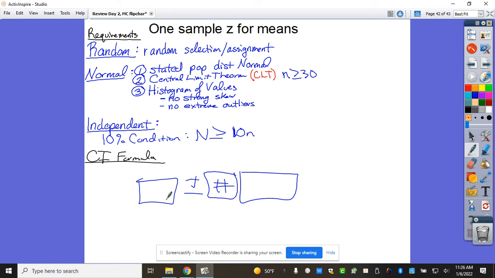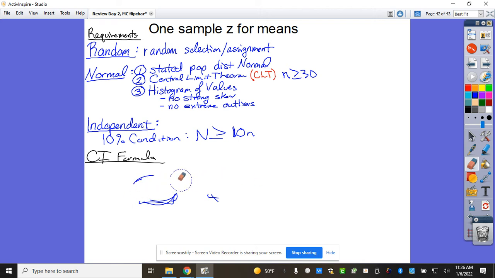What goes here is whether we're dealing with means or proportions. What goes here is always your what? Test statistic, your Z or T, and this is in general always the standard deviation-ish portion of the equation. So what's going to be before the plus minus part?